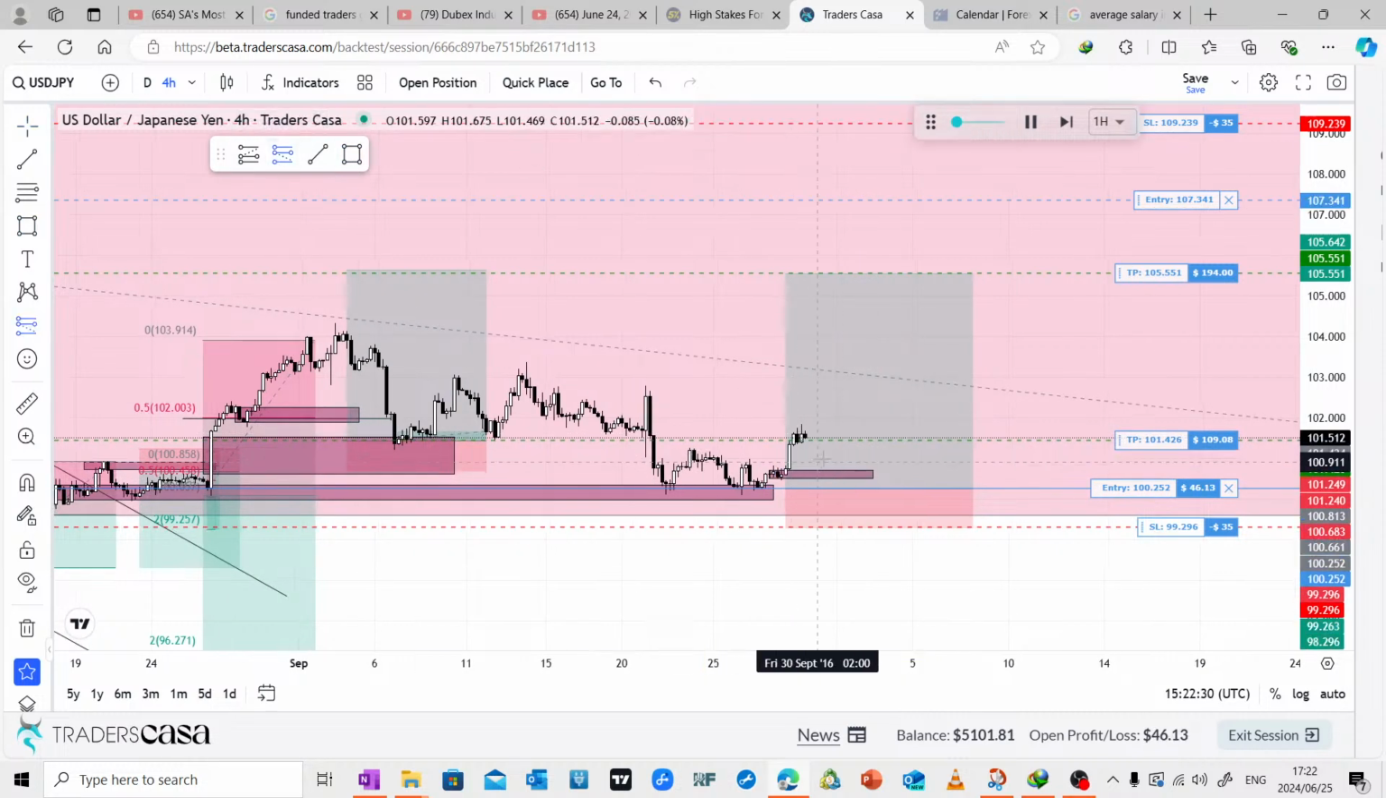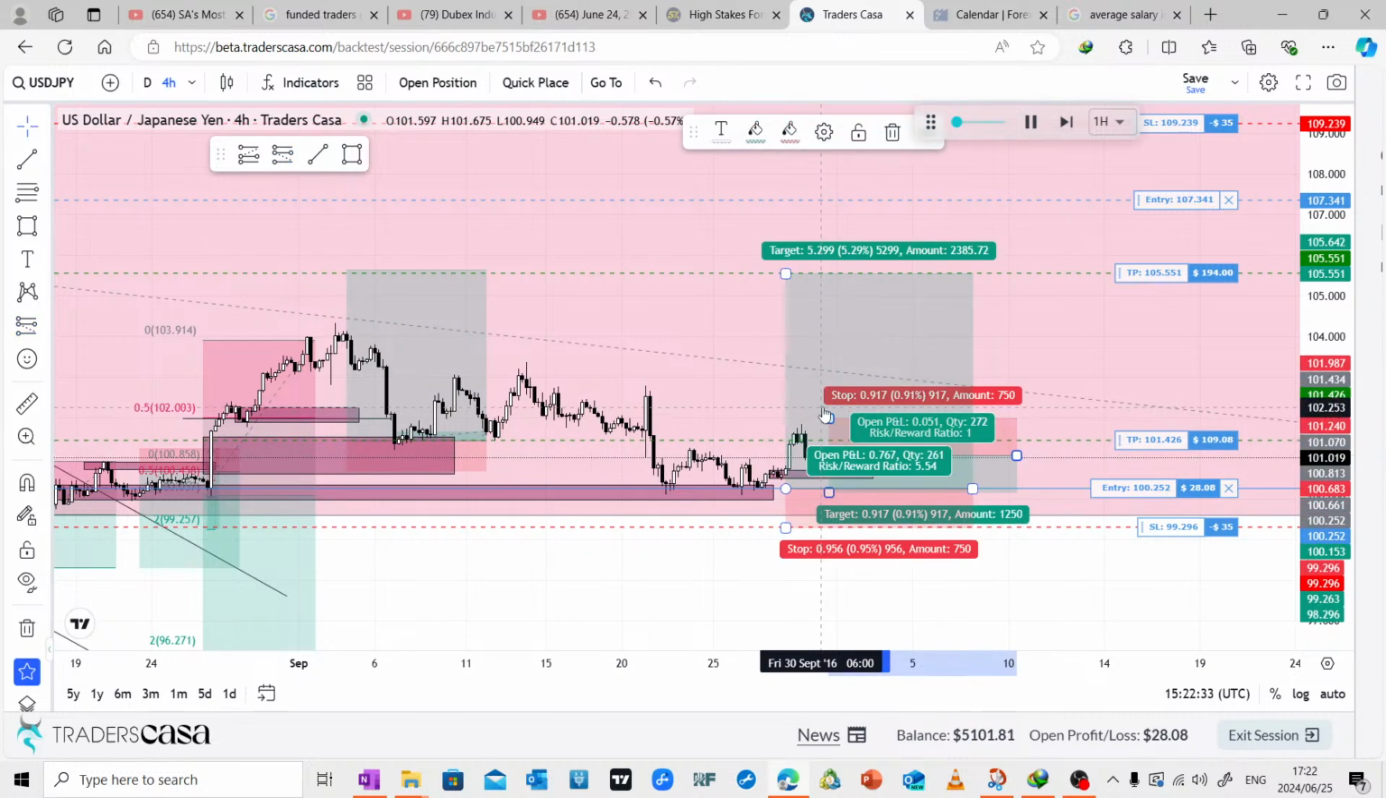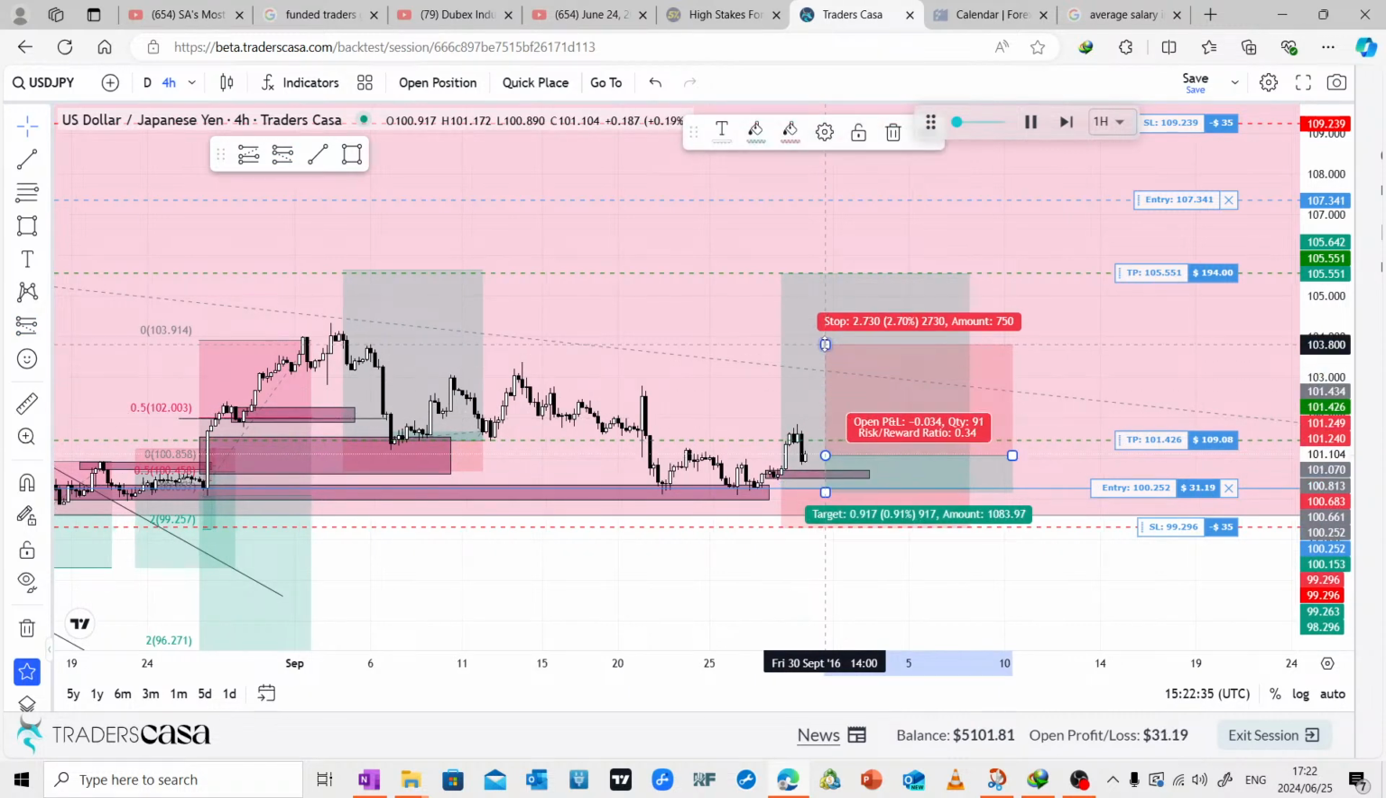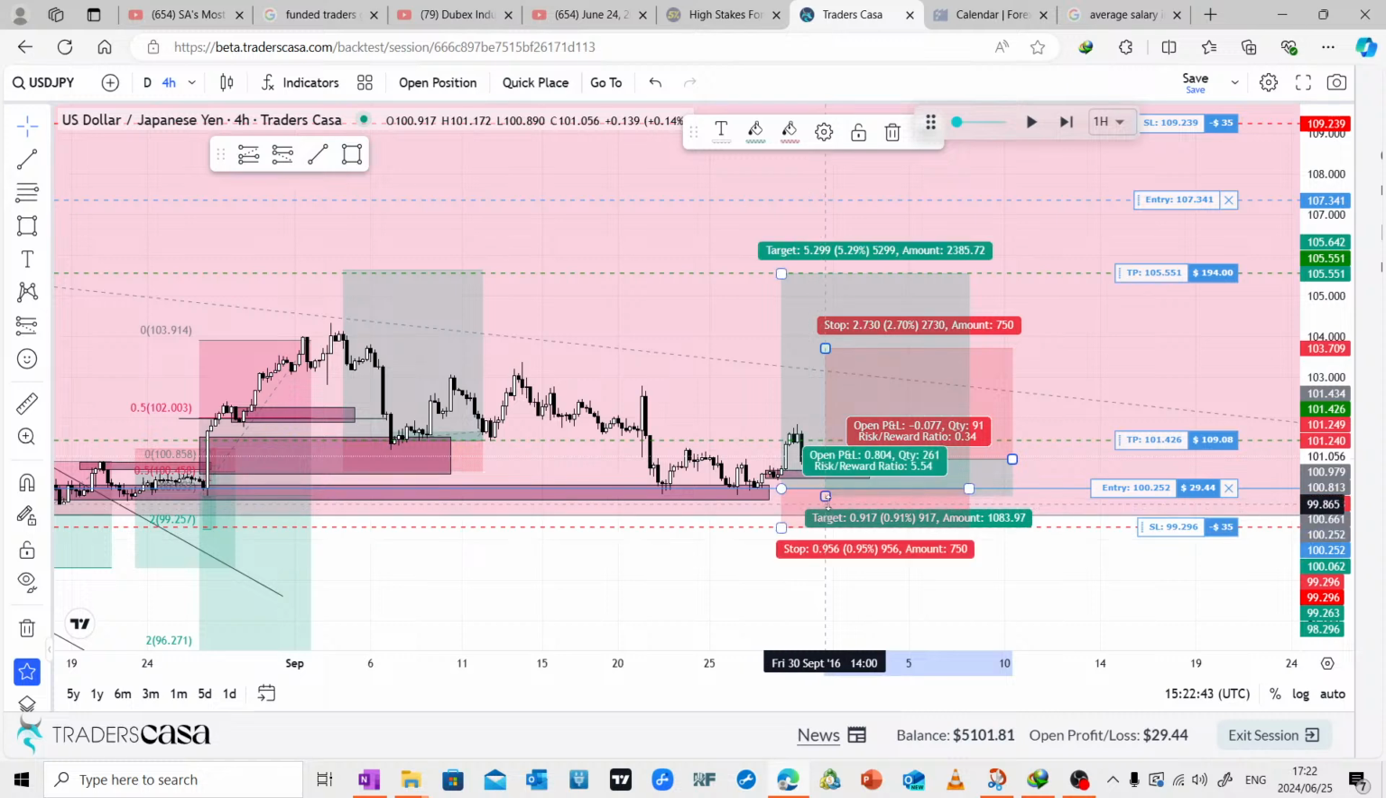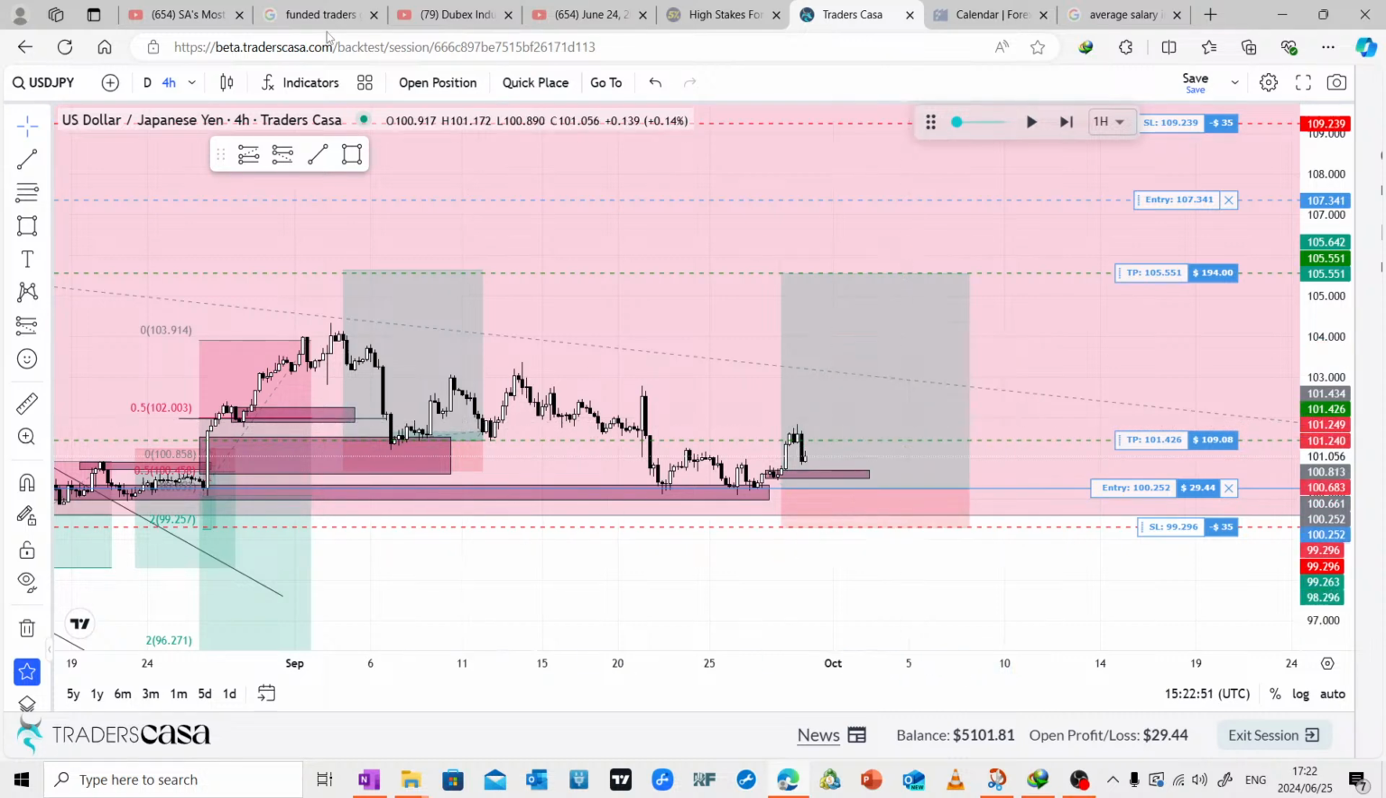Go long again, any retracement into this fair value gap, and pause. Any retracement into this fair value gap, I'll take it, put my stops right below this one. Now my stop here was supposed to be the opposite. Going long, put my entry in here.